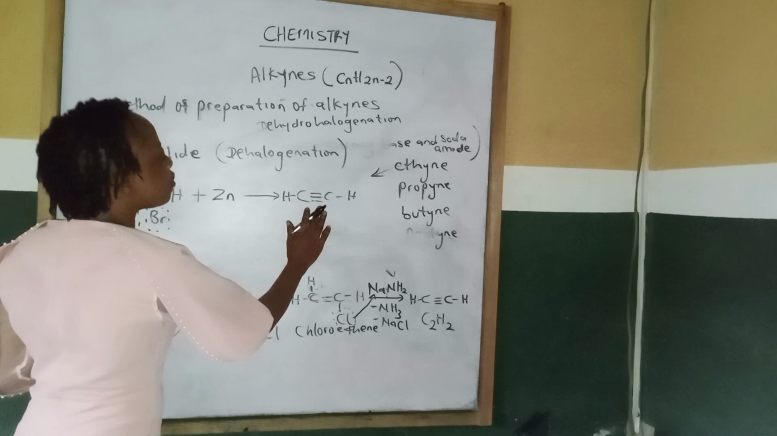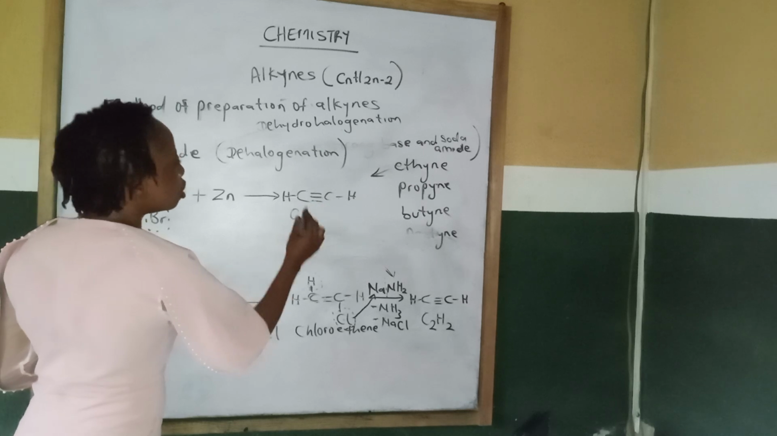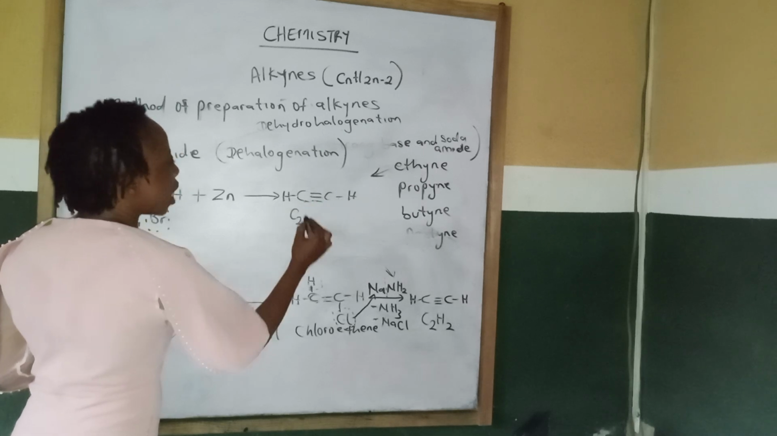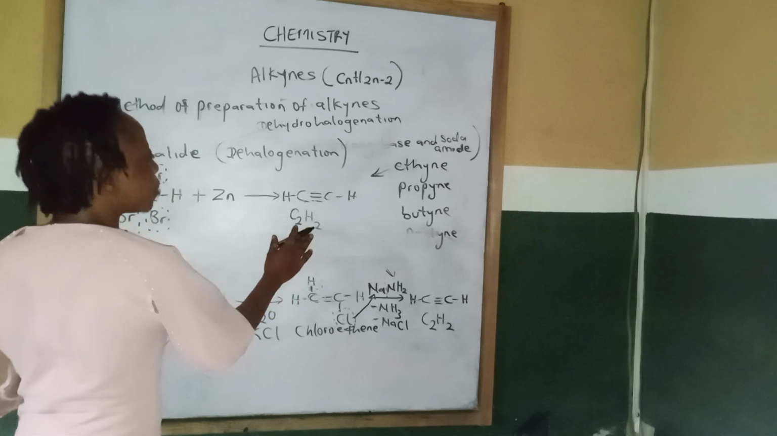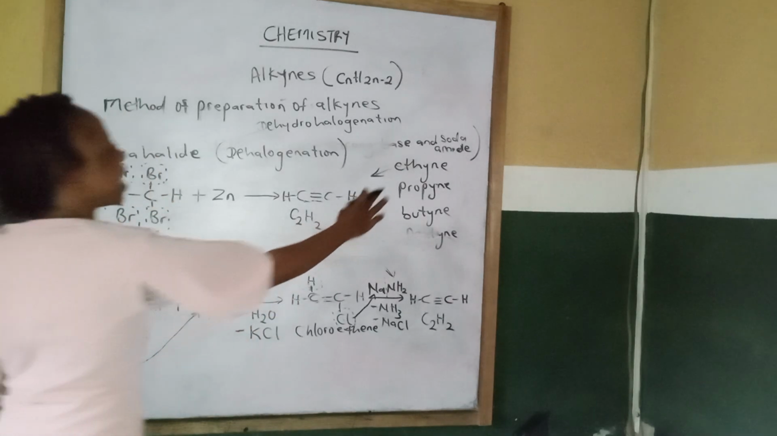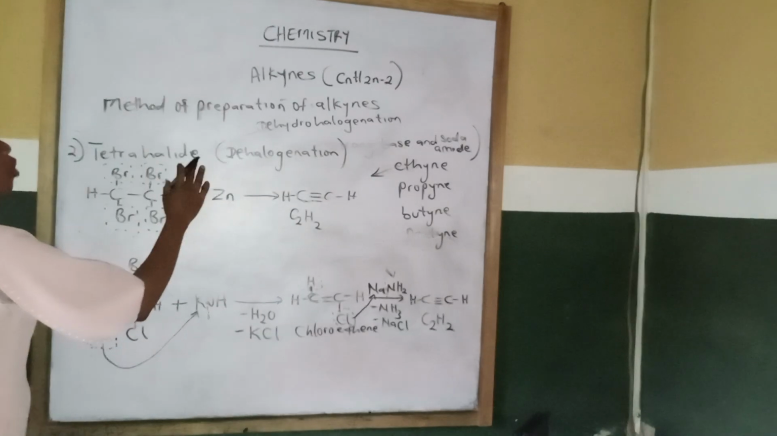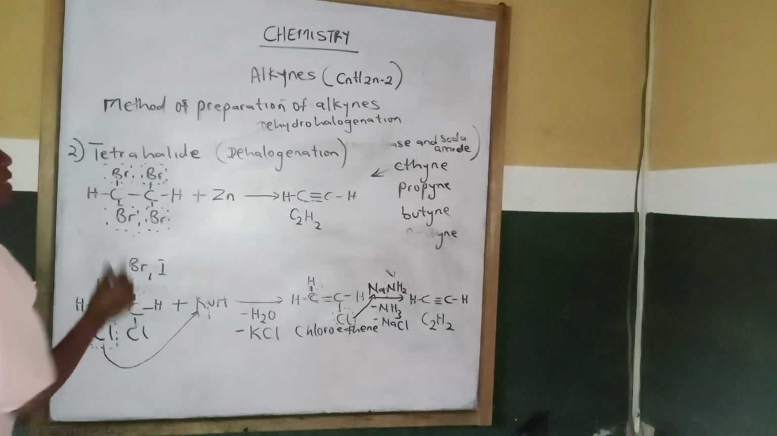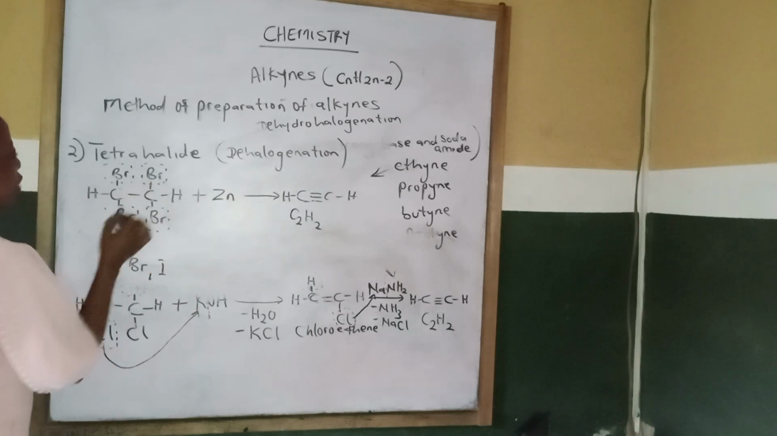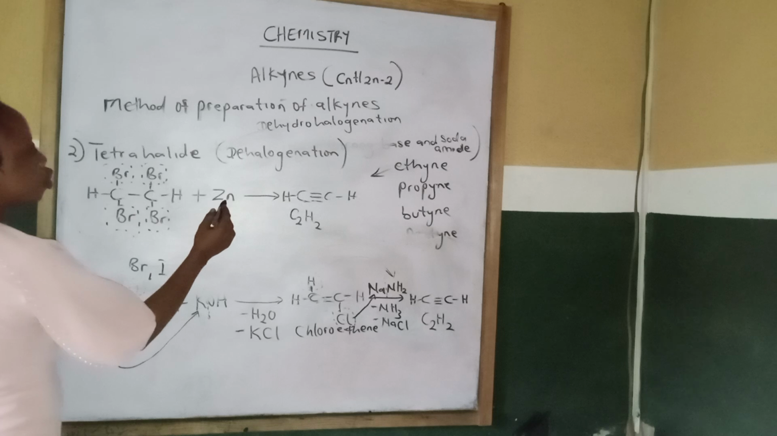So what is the molecular formula for this structure? C2, 2 carbon atoms, and 2 hydrogen atoms, H2. So we have prepared a tetrahalide with the halogens removed. Now, the bromine atoms here will then react with Zn.